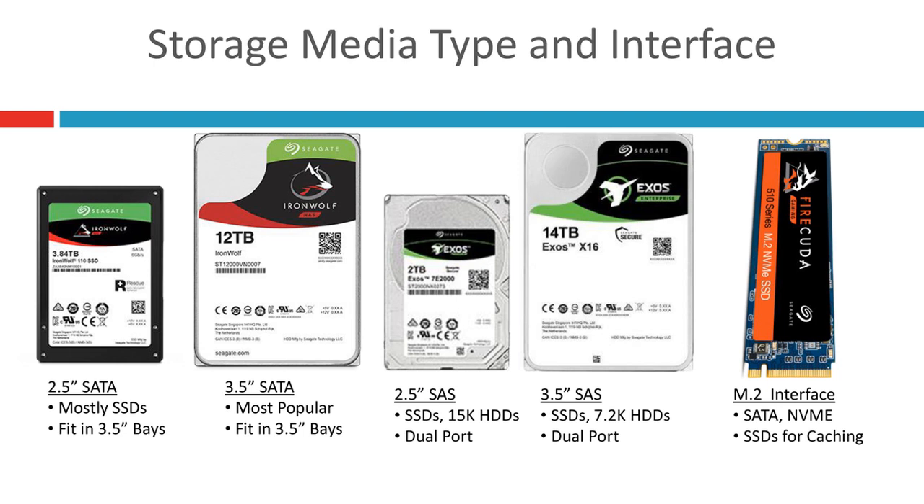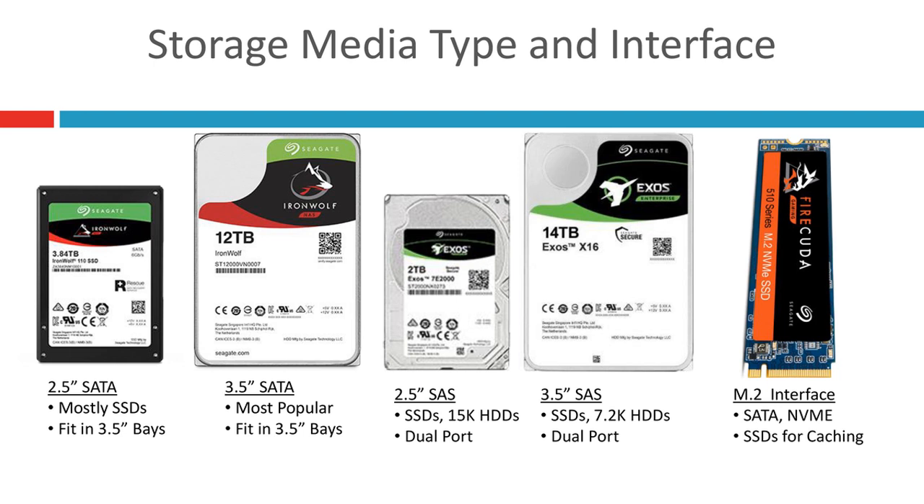And then, of course, you have the SSDs, which are available either as 2.5-inch SATA, which is the most popular one, or you have the M.2 interface. The M.2 interface is currently only used for caching because the capacities are limited in M.2. So they are typically used for caching. Most of the storage takes place on 3.5-inch SATA, 2.5-inch SATA, or 2.5-inch SAS.